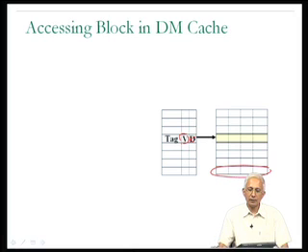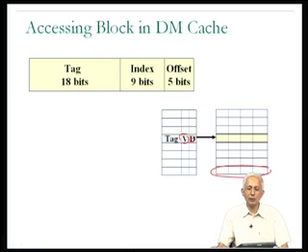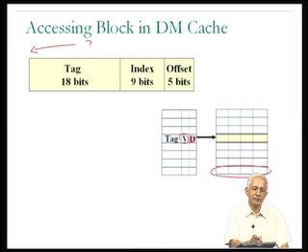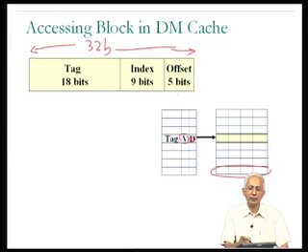Now, the way that the accessing of the block will happen in the direct mapped caches, you'll remember that in the previous slide we have worked out that the 32-bit address is viewed by the cache hardware as follows: the least significant 5 bits are the block offset, the intermediate 9 bits are to be used to index into the cache directory, and the most significant 18 bits are what are called the tag.